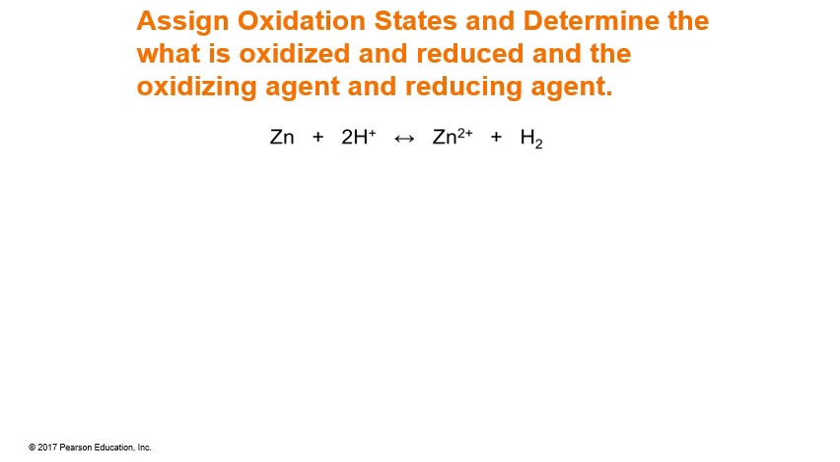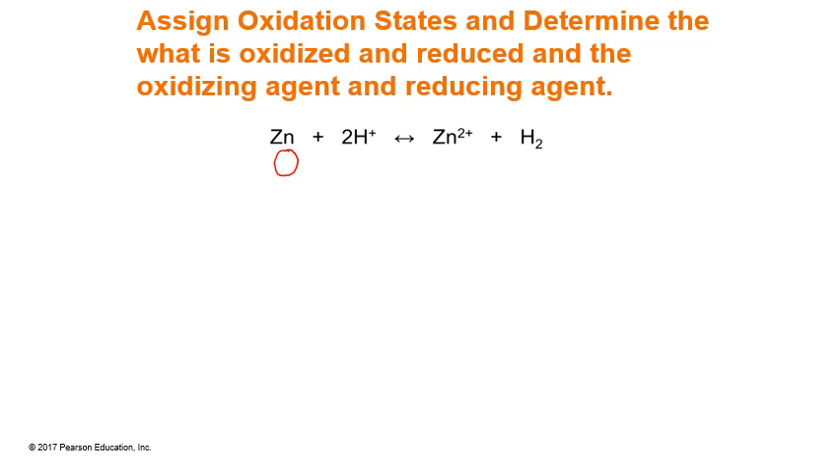So let's give this a practice. Pause the video, see if you can remember what is oxidized, what's reduced, determine what the oxidation states are, and label the oxidizing agent and the reducing agent. So let's start with oxidation states because that helps us to determine the rest of the information. So if we have zinc with no charge written, its oxidation state is going to be 0 because it is in its elemental form.